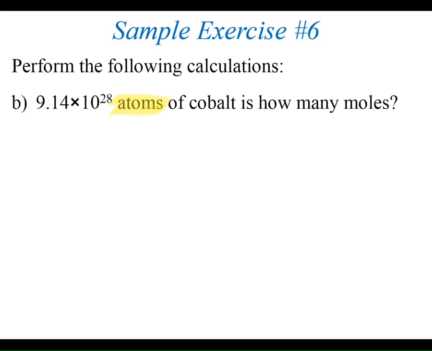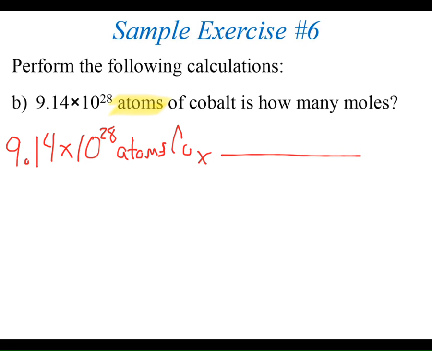So let's write down what I know. 9.14 times 10 to the 28th atoms. I could put atoms of what it is, I guess, cobalt atoms. Okay, I want to turn those particles into moles. Oh, particles into moles, Avogadro's number. Now I want to get moles out at the end.